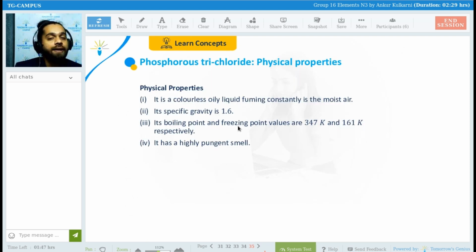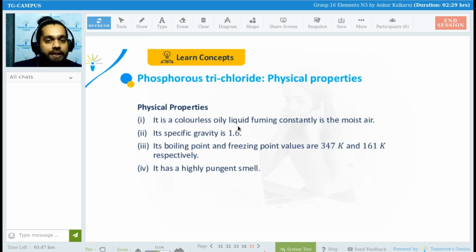So phosphorus trichloride, it is a colorless oily liquid. Obviously it is a liquid. What do you mean by specific gravity? Anyone knows? Sarjana, Sasidaran, Gopinath, Anthony. What is specific gravity? Prashanti, what do you mean by specific gravity? Gravity is same only, no? What is specific gravity?